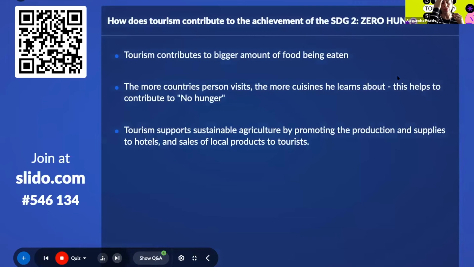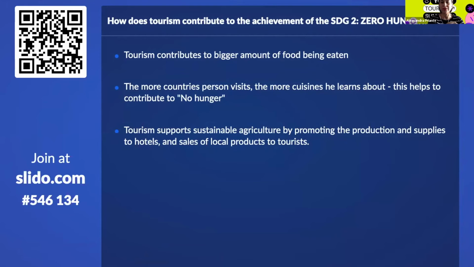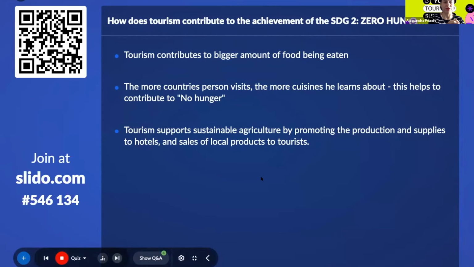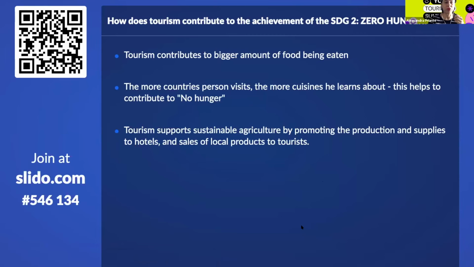Oh, wow. So this is interesting. How does tourism contribute to the achievement of this SDG 2? Zero hunger. Tourism contributes to bigger amount of food being eaten. Could be. The more countries a person visits, the more cuisines he learns about. This helps to contribute to no hunger. Or tourism supports sustainable agriculture by promoting the production and supplies to hotels and sales of local products to tourists.